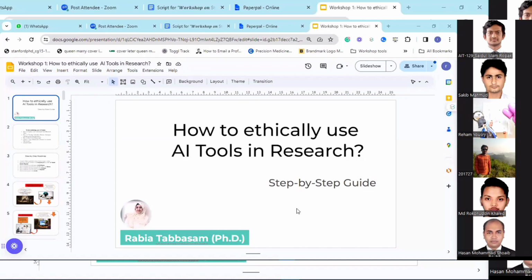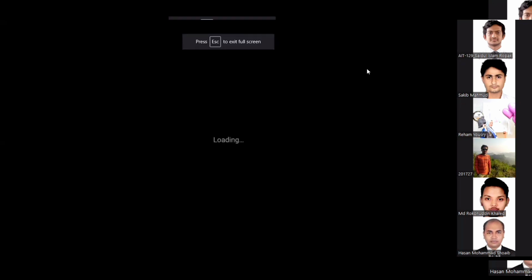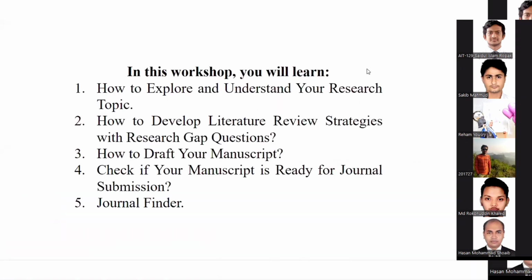In this workshop, I would like to introduce you to many different topics related to the research writing process. You will understand how to explore your research topic and develop a literature review strategy along with research gap questions. How will you draft your manuscript, and when your paper is ready, how will you submit it to a particular journal, or how can you check whether your paper is ready or not.